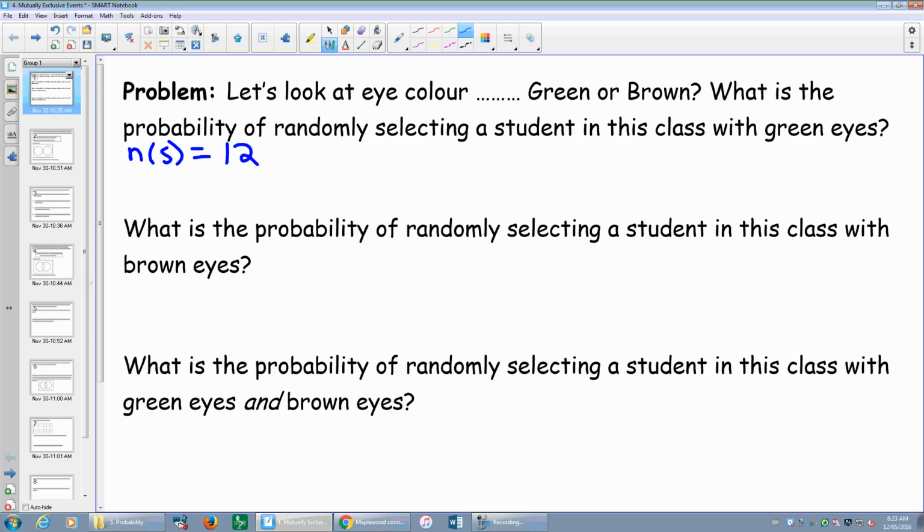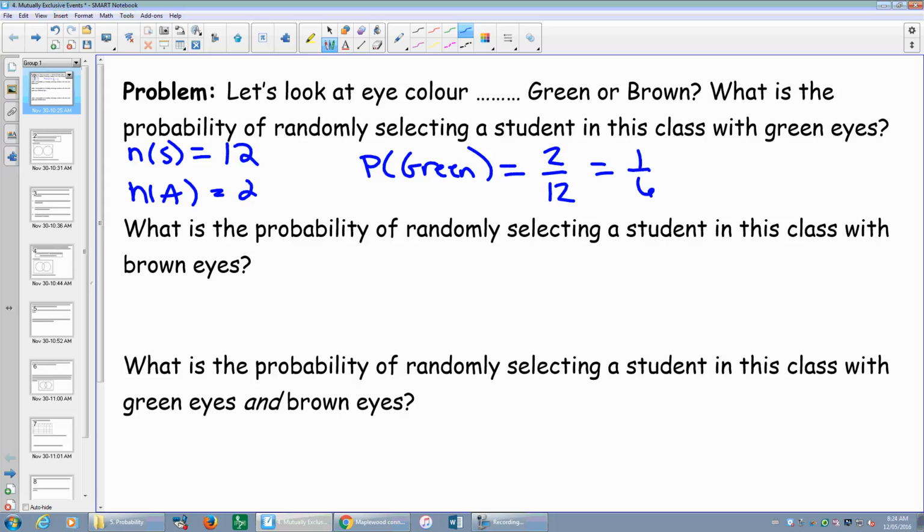So I want to find out how many of you have green eyes. Raise your hand if you have green eyes. 1, 2. So my NA is 2 students. So the probability of selecting a student with green eyes would be what? Billy, can you help me out? Good, which reduces to what, Pat? Good, 1/6. You have a 1 in 6 chance of picking someone in this class with green eyes.